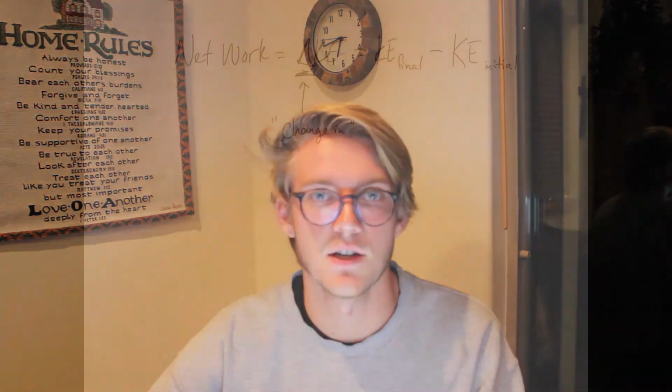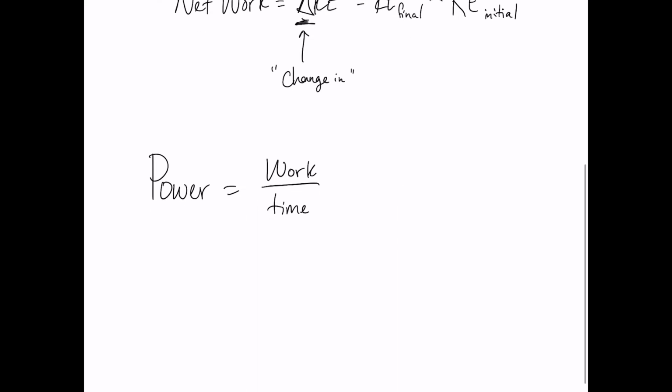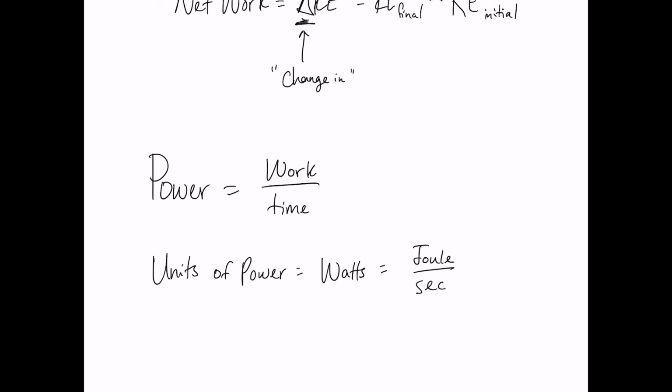The next thing to consider is power. Power is simply work over time. So our equation for power is equal to work divided by time. The more work you do on an object in a certain amount of time, the more power you output. And the faster you do that work, the more power you output. The units for power are watts, which are just equal to a joule per second.